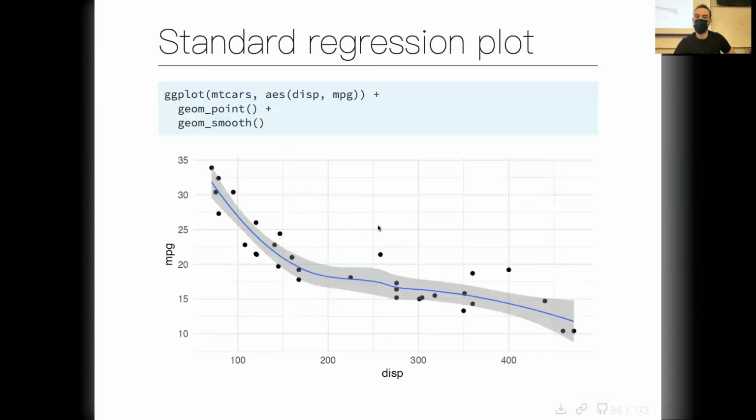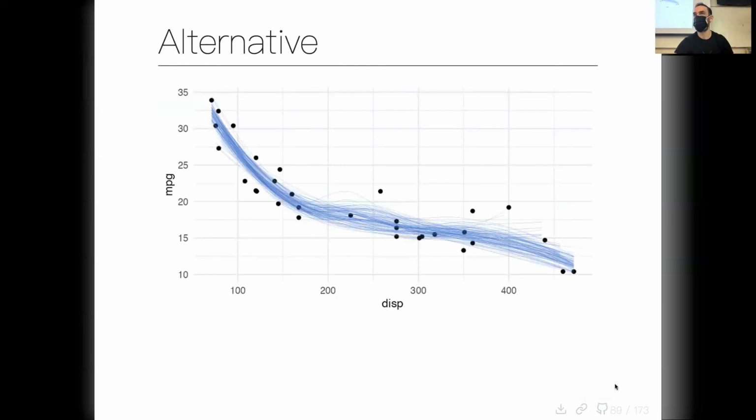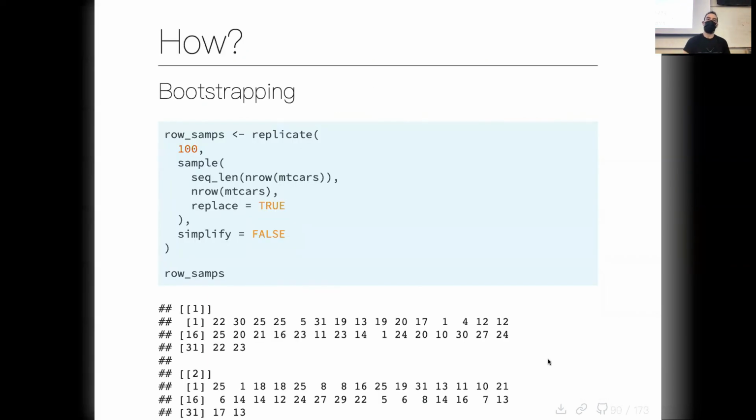But that's kind of the point, is that this isn't actually the actual line either. It's an estimate of the line, right? And this gray area, rather than having this shading, we can just have a whole bunch of lines to show the same sort of thing. Okay, how do we do that? We do it through bootstrapping.